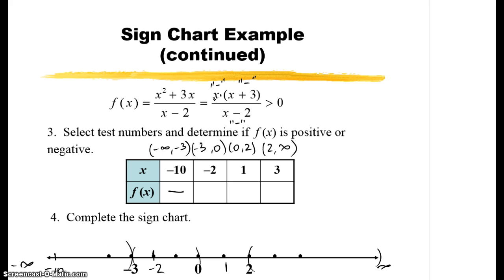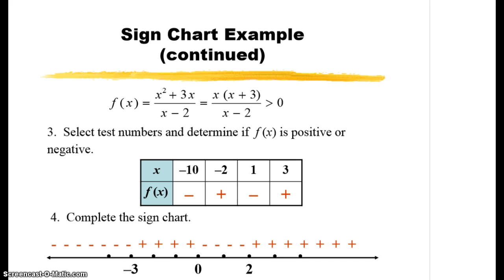Same story for negative 2. This will be negative. Negative 2 plus 3 becomes positive. Negative 2 minus 2 is negative. So negative times positive is negative, divided by negative is positive. For 1, this would be positive, this would be positive, and this would be negative. Positive times positive is positive, divided by negative is negative. For 3, this will be positive times positive times positive, which gives positive. So we get negative, positive, negative, positive. We could complete the sign chart by filling in the negatives and positives on the real number line as you see here, even though it's pretty clear what's happening on each interval.